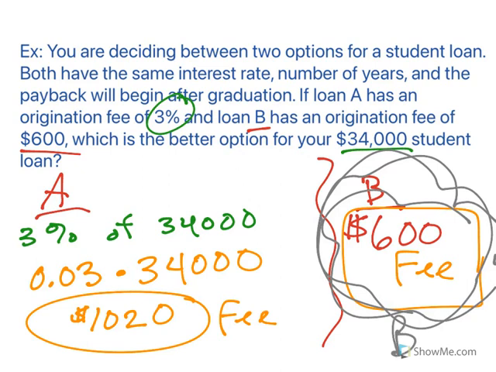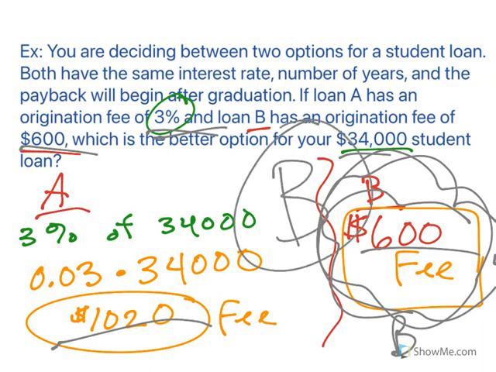So it's important, while you might look at this and say, $600 is a lot of money to pay for a fee, and 3% doesn't seem that bad. Well, that's why it's important to know the math, because 3% of $34,000 is over $1,000, which is way more than $600. So in this case, let's go with loan B.